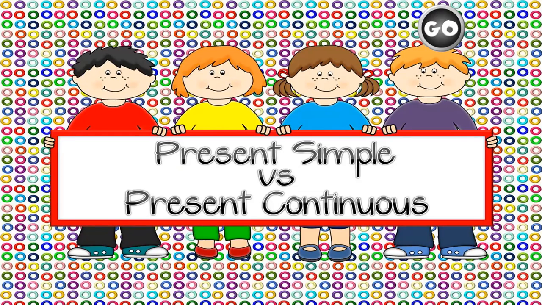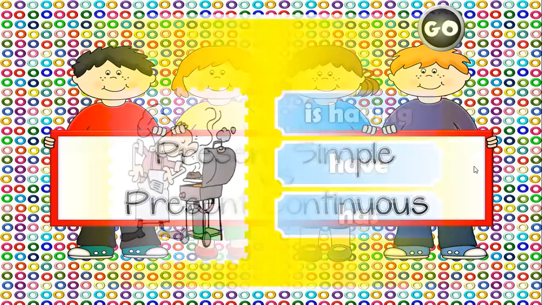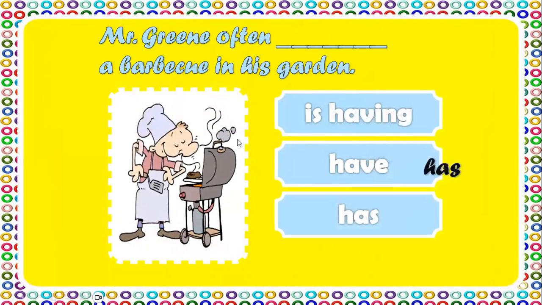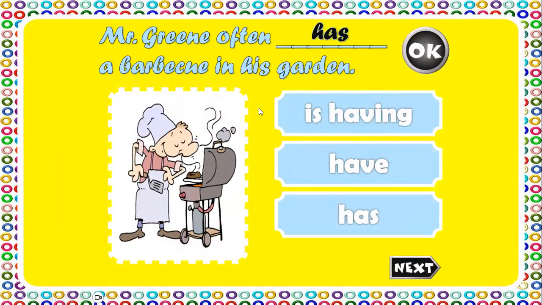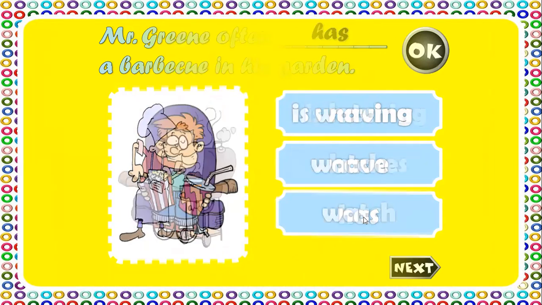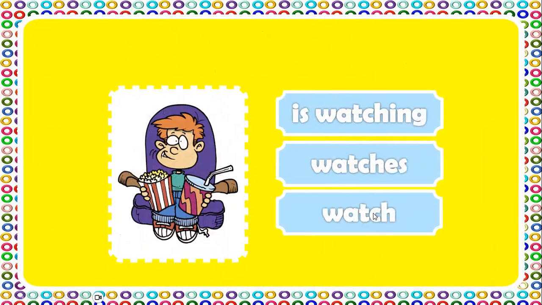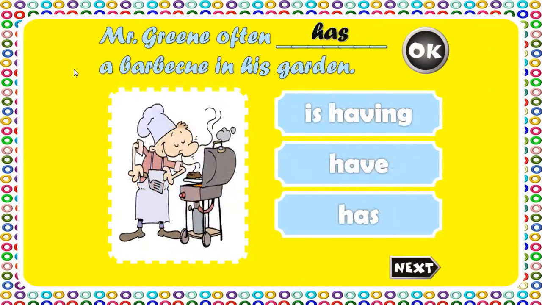Vamos a ver las oraciones. Y hay ciertas palabras que nos dicen que son el simple present, o sea, el presente simple de rutinas. Y hay otras palabras que nos dicen como right now or now, que nos dicen que es el presente continuous. So, let's go. So, let's start with this one. Oh, my goodness. Sorry, because I give you the answer. I'm sorry. Mr. Greeny often has a barbecue in his garden. In this one, it was the simple present. Let's see the next one.